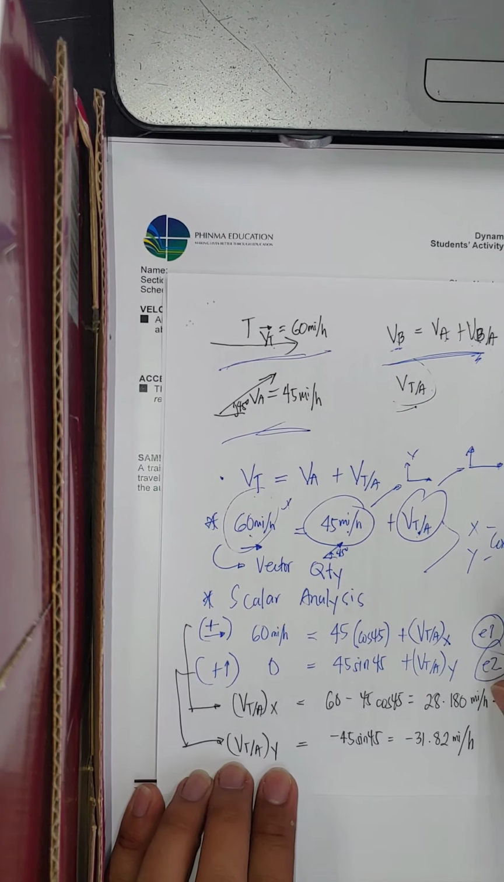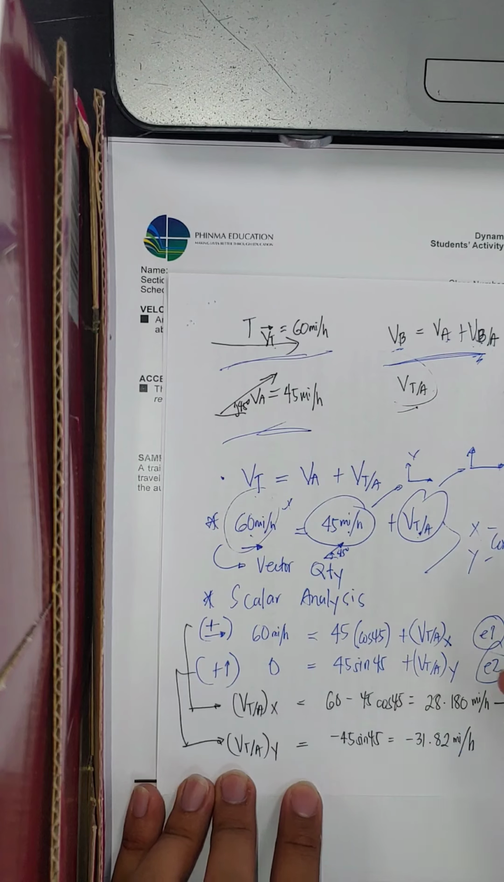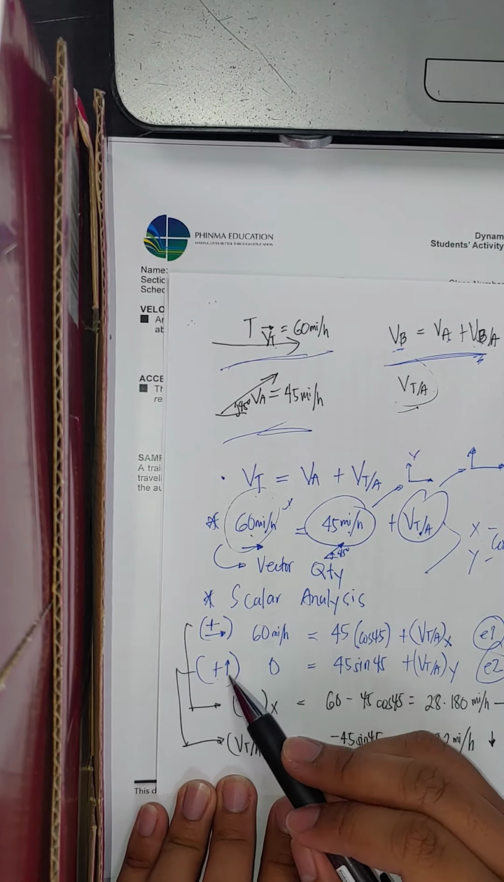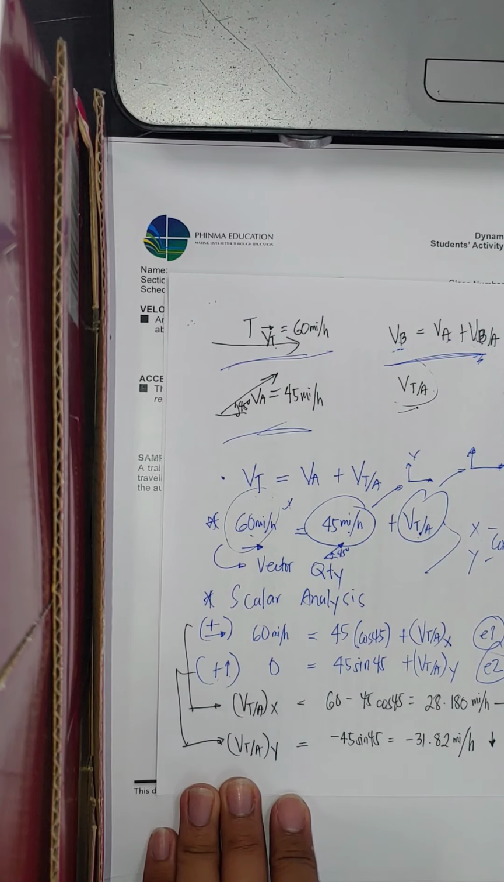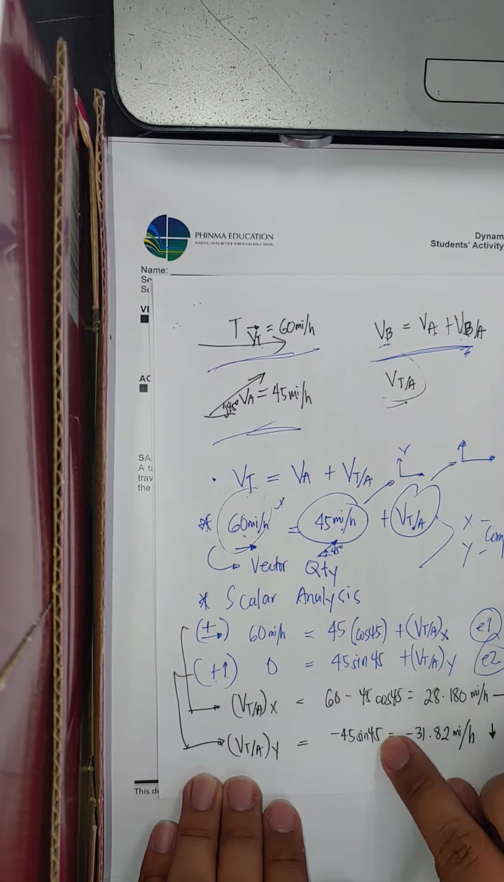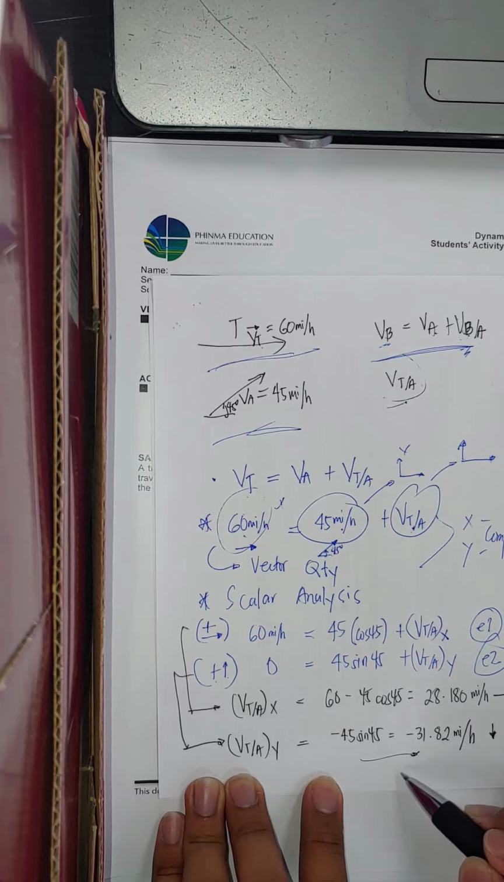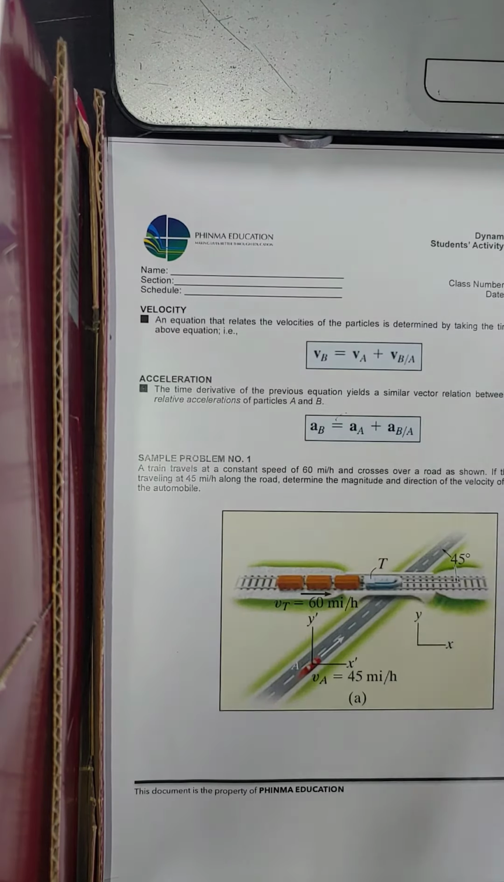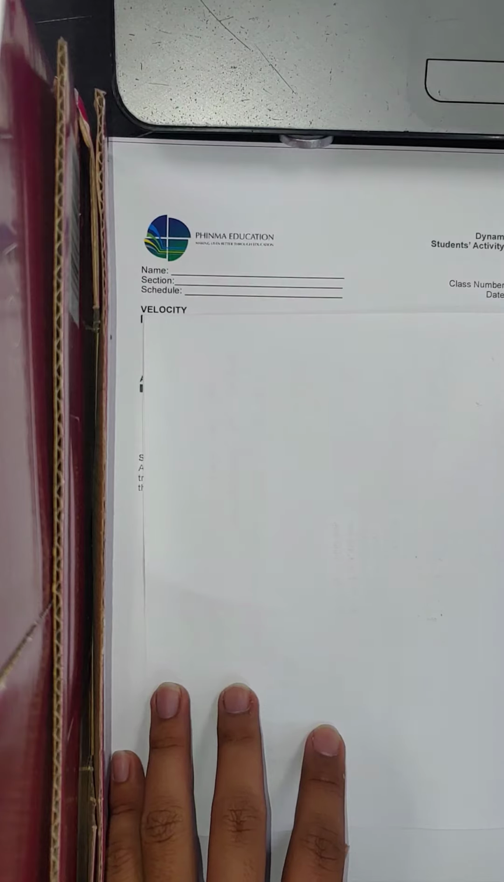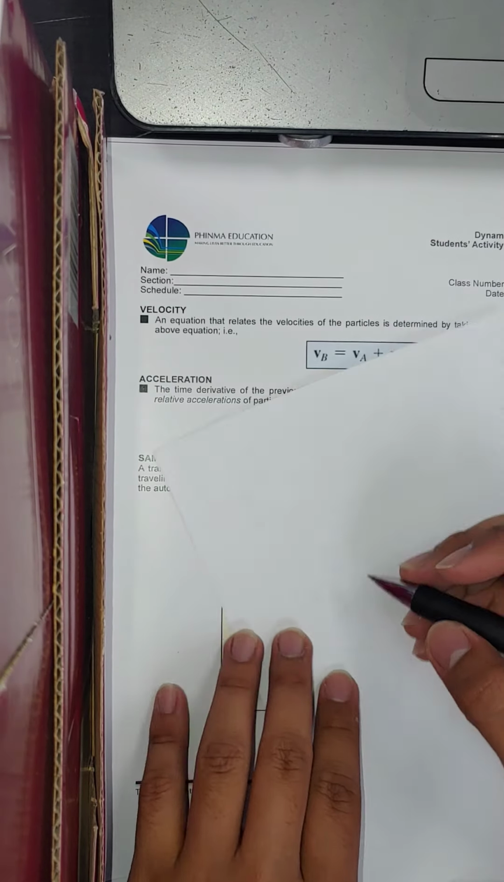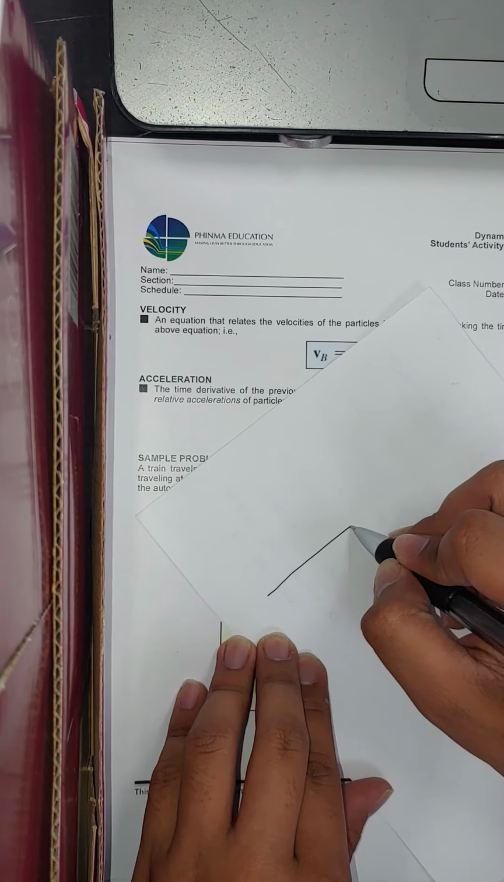Then the velocity of the train with respect to the automobile is downward, because it is negative. So here we assume that upward is positive. Okay? So we have these values. Now, if we graph the movement of the particles of the train and the automobile, the train is just horizontal, right?